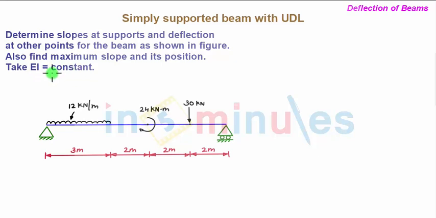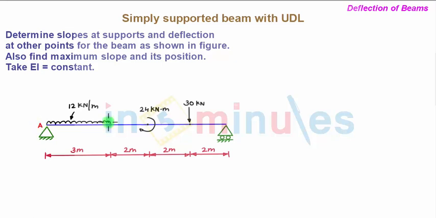So we have this loading diagram of the beam. We have two supports at the extreme ends, a hinge support over here and a roller support at the other end. And we have a UDL of 12 kN per meter for a length of 3 meters. Then we have a clockwise moment of 24 kN meter at a distance of 5 meters from the left end, and a downward vertical force of 30 kN at this point, which is at a distance of 2 meters from this end. So let us first name all the salient points.